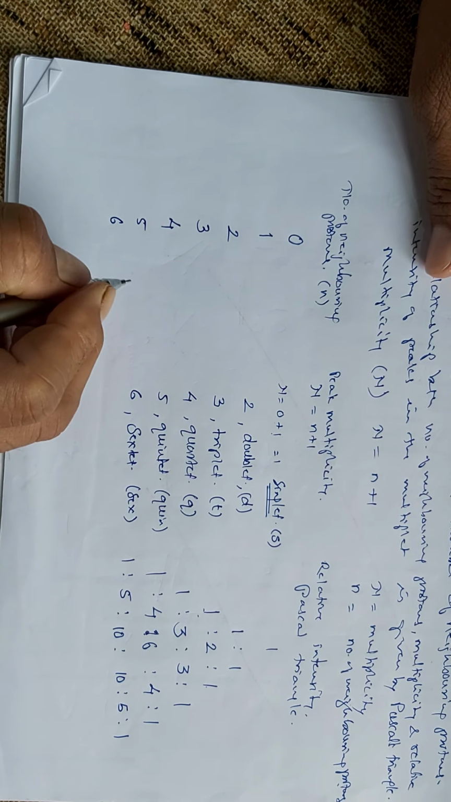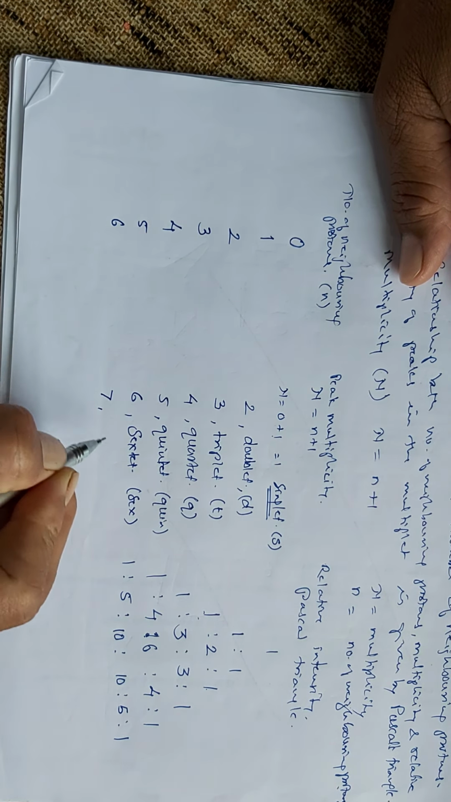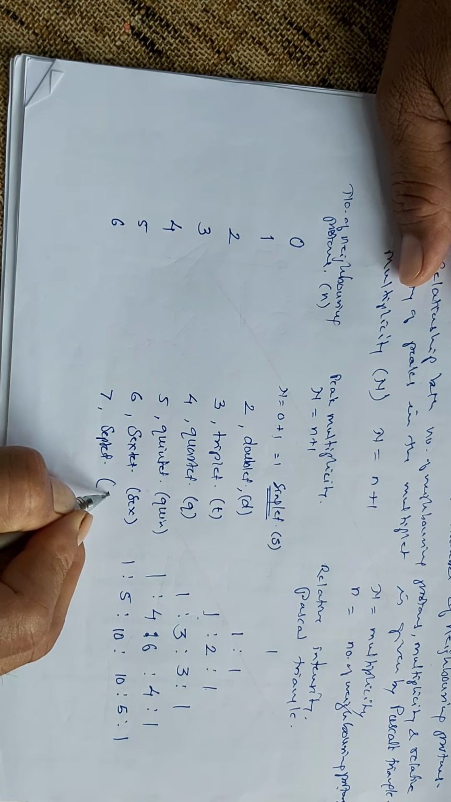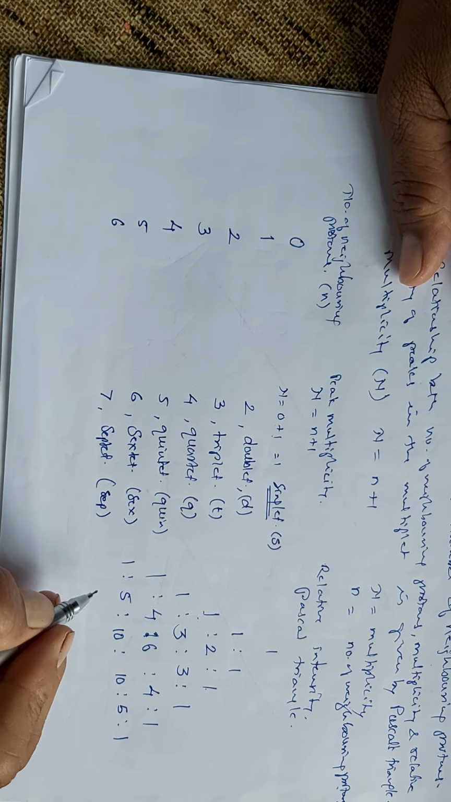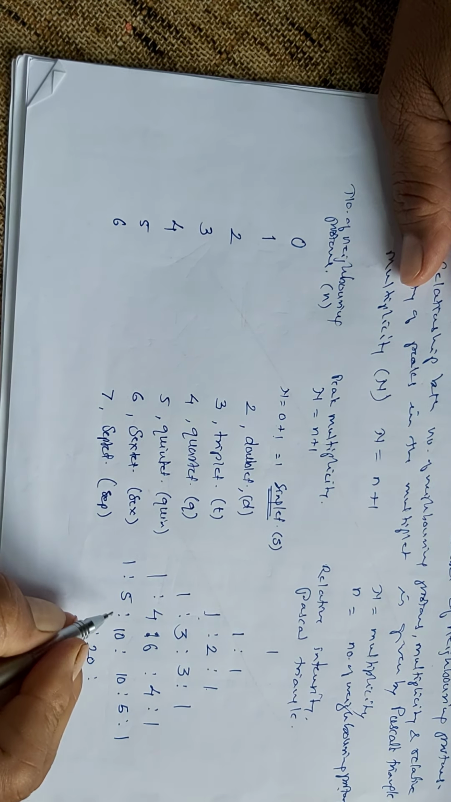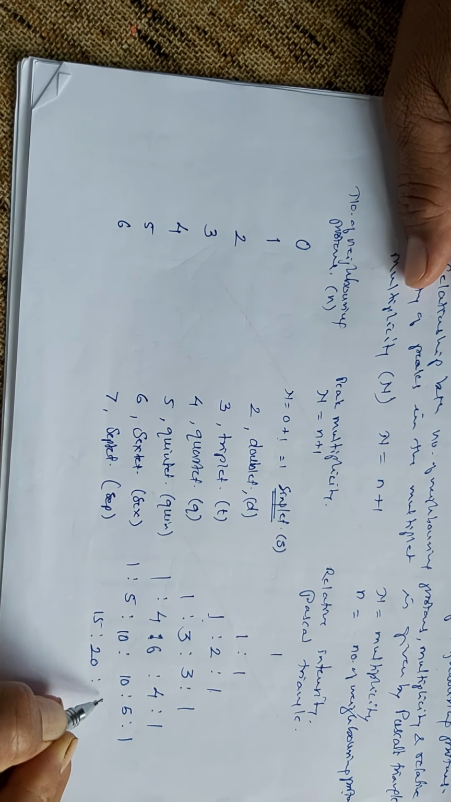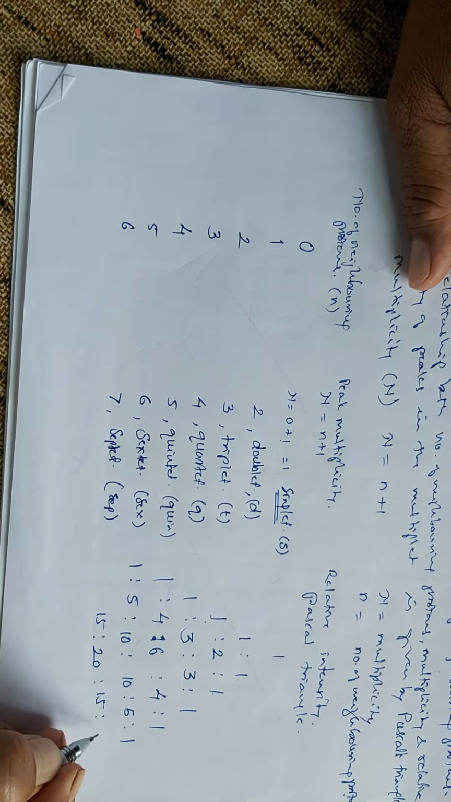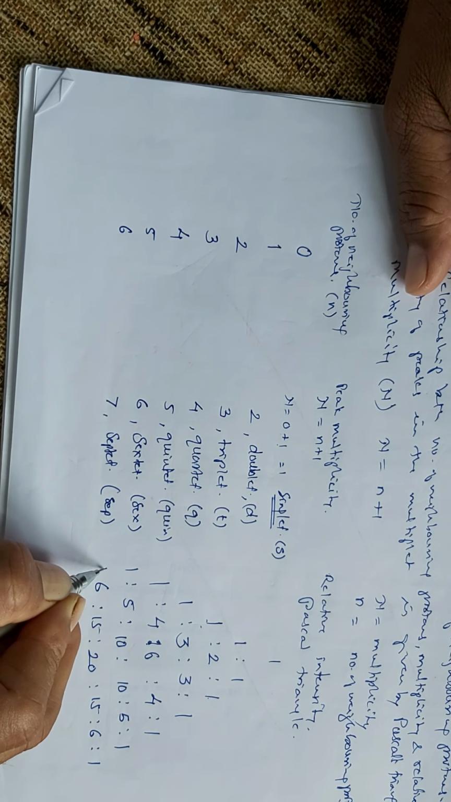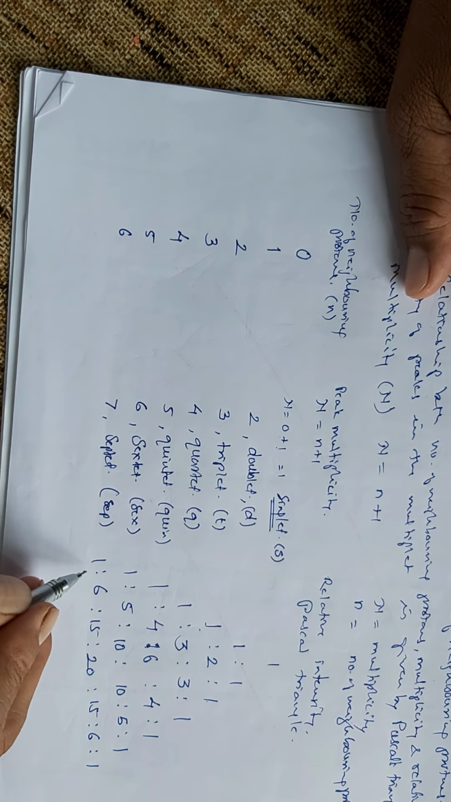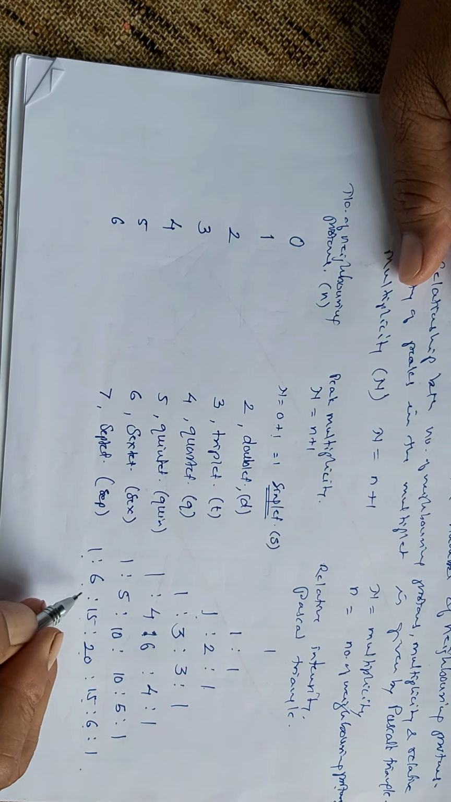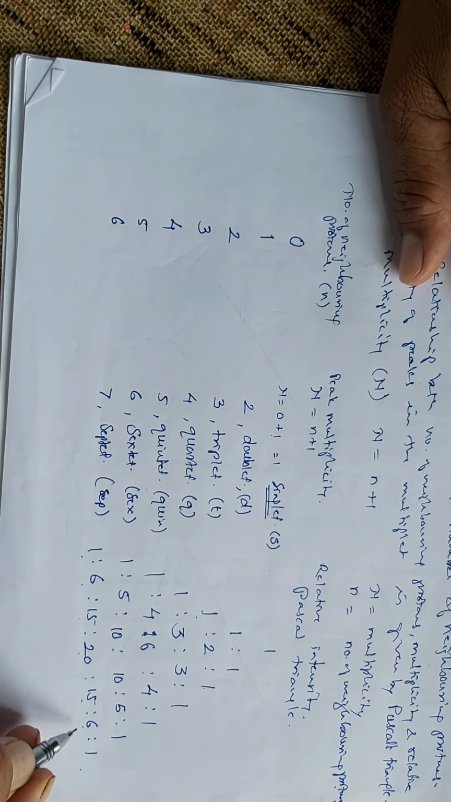And when there are 6 neighboring protons, you will get 7 lines, that is a septet, designated as sep, and given as 10 plus 10 is 20, here 15, here 15, then it is 6, here it is 1, here it is 6, here it is 1. So here you will get 7 lines. The intensities of the lines will be 1 is to 6 is to 15 is to 20 is to 15 is to 6 is to 1.